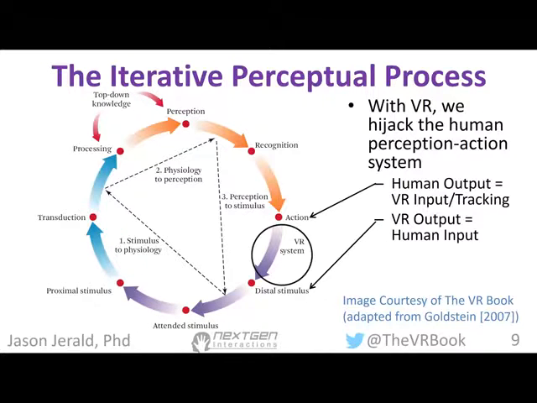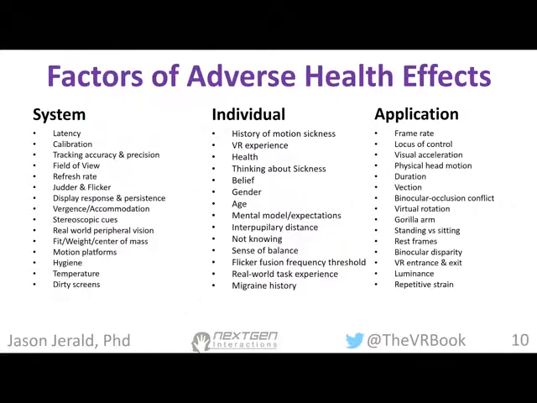With virtual reality, essentially, we hijack the human perception-action system. Right here, instead of the real world being out there, we're replacing that with visual stimuli, and then those actions are used as input into the virtual reality system. And then, of course, those actions change the virtual world. Here, human output is equivalent to virtual reality input. Depending on how you think about this, input and output are inverses, and in some ways equivalent to each other. Okay, I'm definitely not going to go through all of this slide.